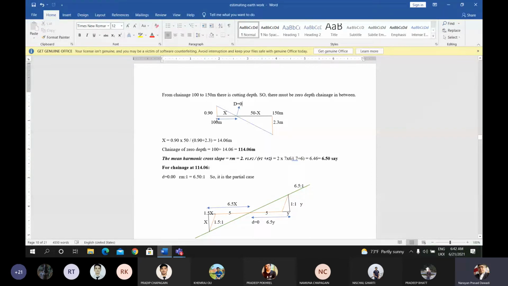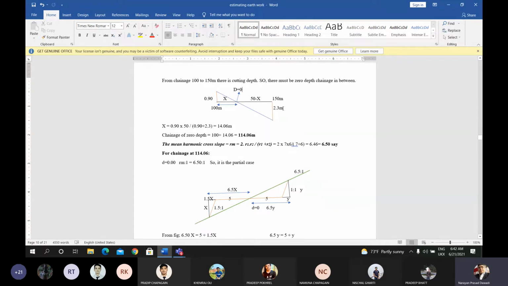Now let this distance up to the intersection point be x, and the remaining distance would be the total distance, 150 minus 100. You will get the total distance of 50 meters. So the remaining base width of the bigger triangle will be 50 minus x.